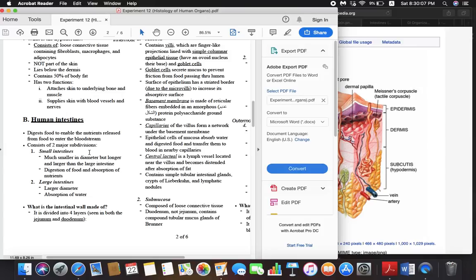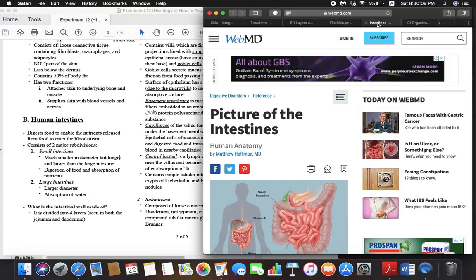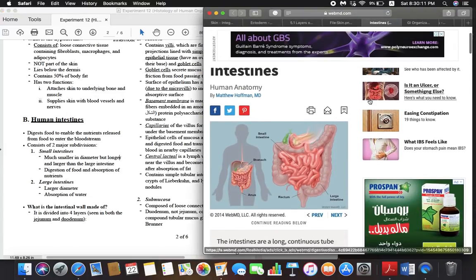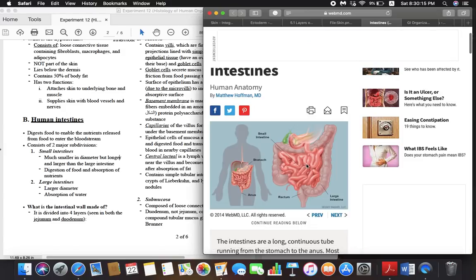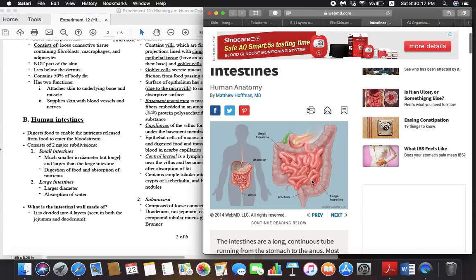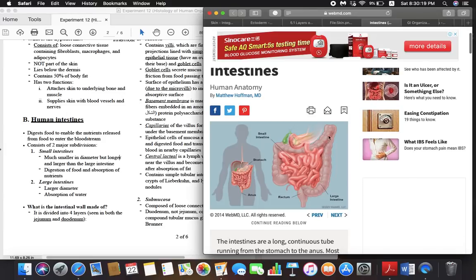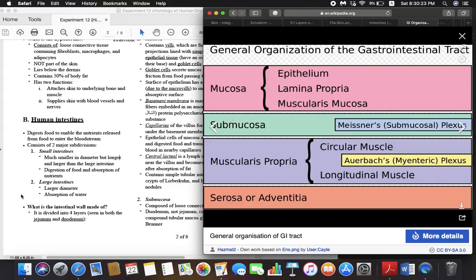absorption of water. Now the intestinal wall, as we can see here, this is a picture of the intestine. As we can see here, the small intestine has a smaller diameter, but it's much longer than the large intestine, which has a larger diameter, but it's shorter. Now we need to talk about the layers of the intestinal wall. We need to know that it's divided into 4 layers, and the manual also mentions that these 4 layers are seen in the jejunum and the duodenum.